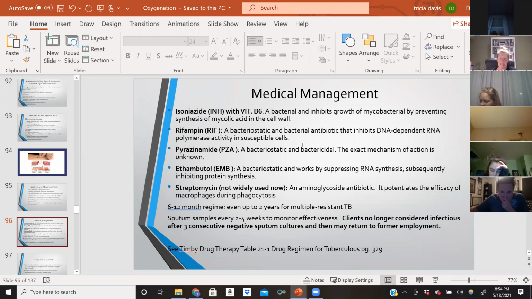You want to send off sputum samples every 2 weeks to monitor for the effectiveness of the medication. Clients are not considered infectious after they have 3 consecutive negative sputum cultures, and then they can return to their employment. So 3 negative sputum cultures, and they need to send off samples every 2 to 4 weeks.